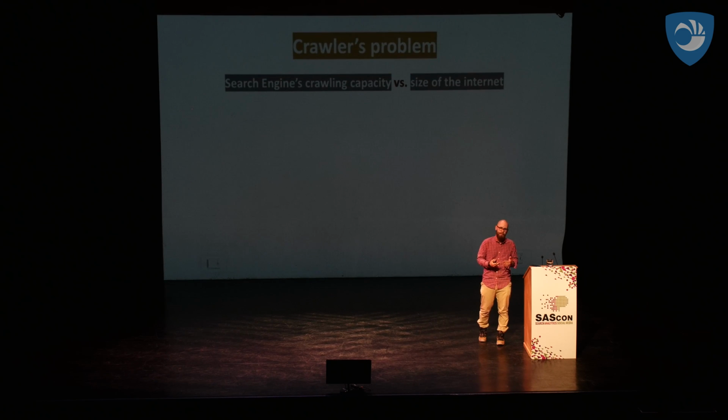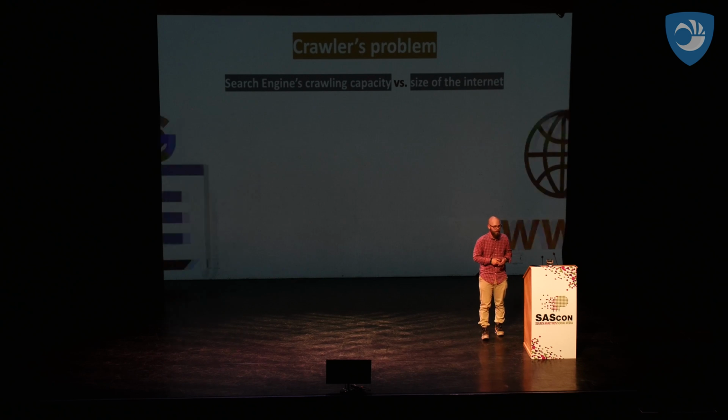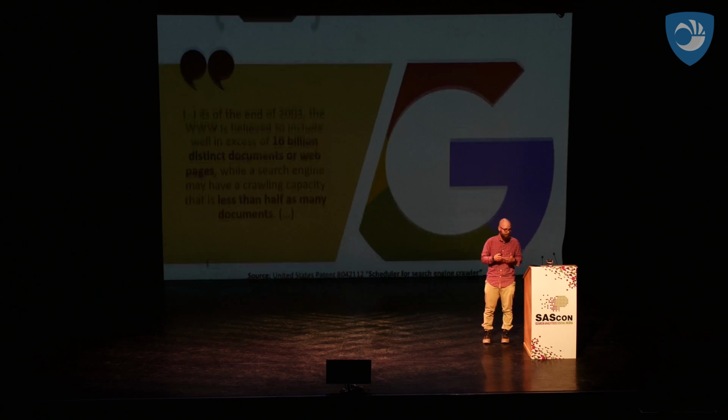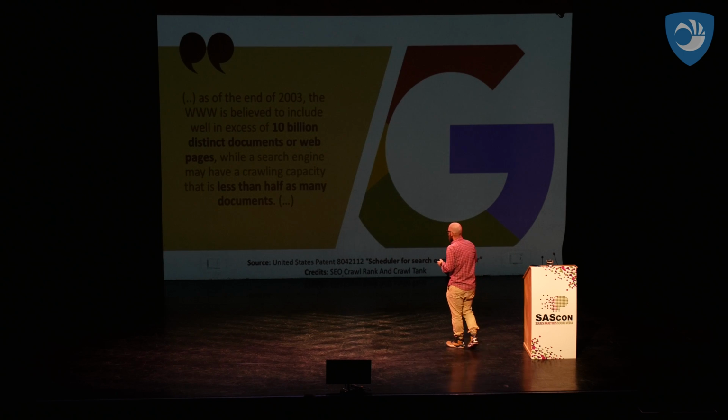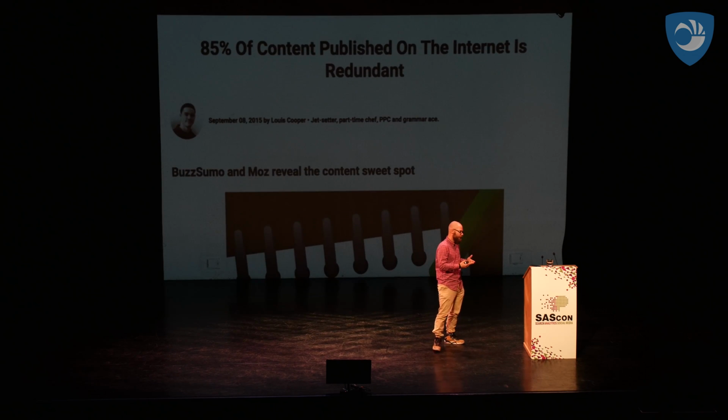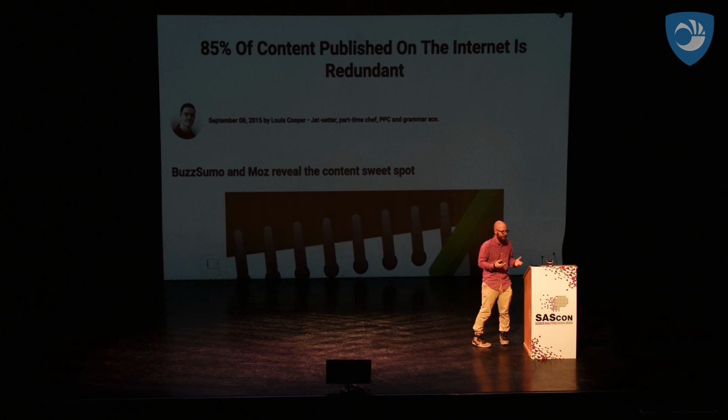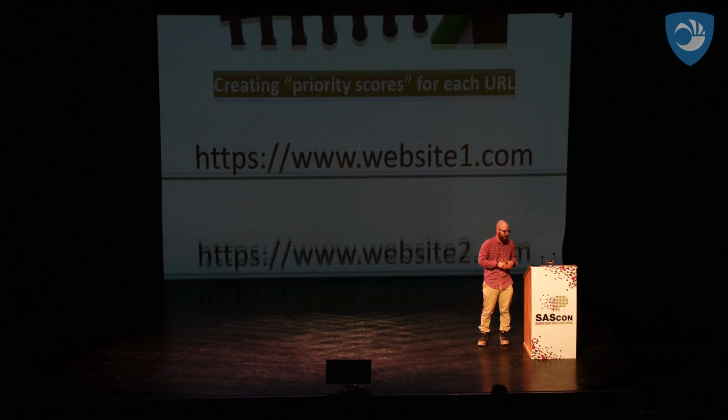So there is a crawler's problem: the capacity that they can crawl versus the size of the internet. And to solve it, they came up with a solution. Back in 2003, there was a very interesting patent saying that, at that time, it was 14 years ago, they had the crawling capacity of less than half of the documents online. And as you probably know, a lot of content online is redundant. So Google has to come up with a solution.